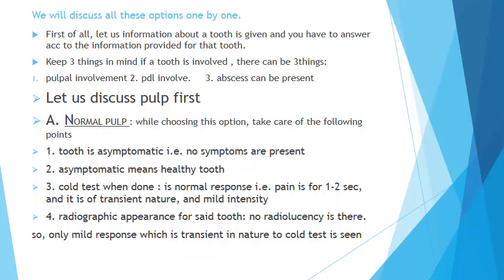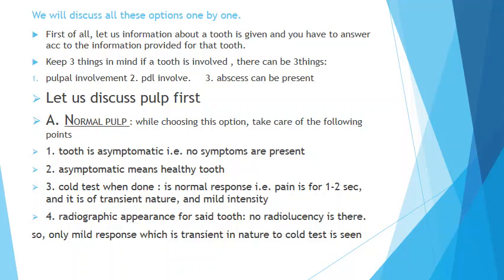So when we are discussing pulp, we'll see what is a normal pulp, what is irreversible pulpitis, what is reversible pulpitis. What is a normal pulp? First of all, what is pulp? Pulp is basically a soft tissue which consists of living blood vessels, connective tissue, and nerves. That is, this is the vital portion of the tooth.